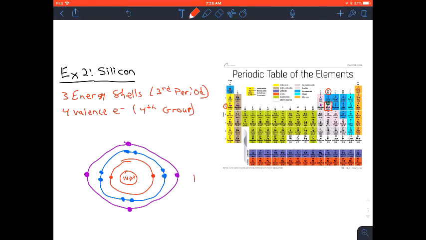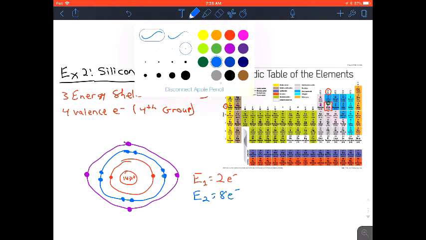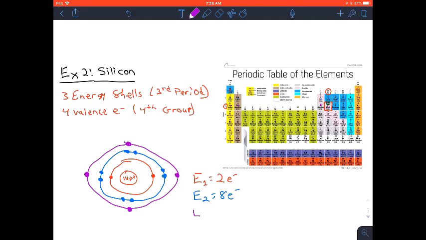So in our first energy shell, we have 2 electrons. Our second energy shell, we have 8 electrons. And our third energy shell, we have 4 electrons. So that's the Bohr model for silicon. Okay, so anytime you're doing the Bohr models for atoms, that's where you have equal amounts of protons and electrons, the process is going to be the same as the previous 2 examples.